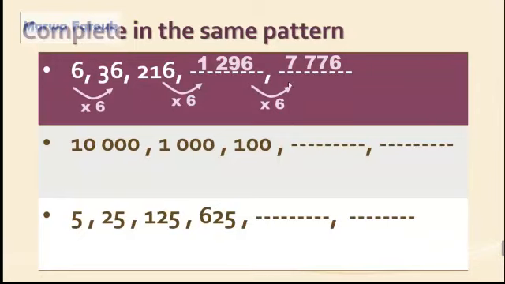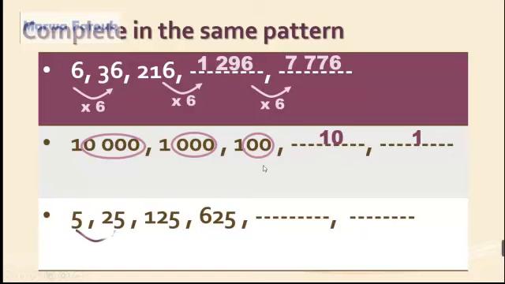We have here 10,000, 1,000, 100. What do we notice here? We have here 4 zeros, and here 3 zeros, and here 2 zeros. So the zeros here are going to decrease. Here 4, 3, 2. So the next will be 1 zero, and then no zeros. So we got 1.